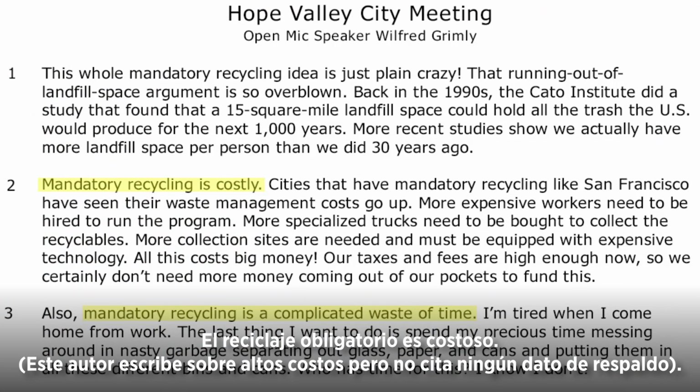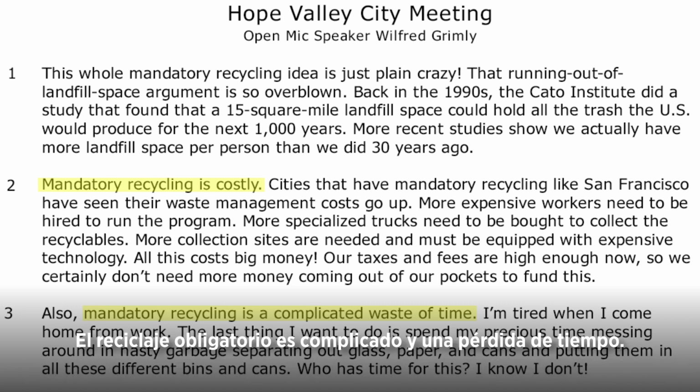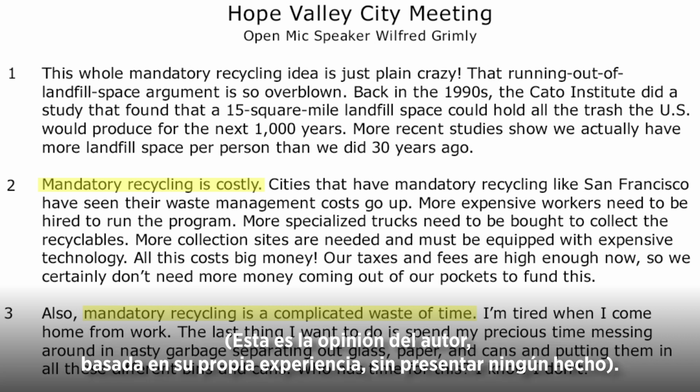Mandatory recycling is costly. This author writes about high cost but doesn't cite any supporting data. Mandatory recycling is a complicated waste of time. This is an author's opinion based on his own experience. He doesn't give any facts.